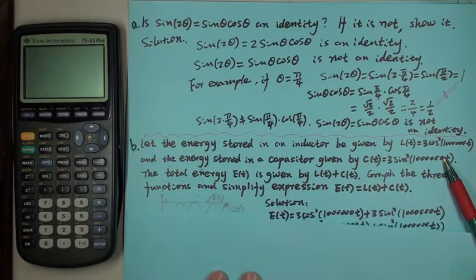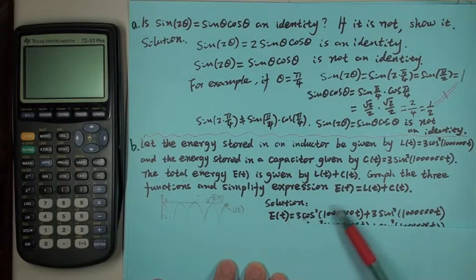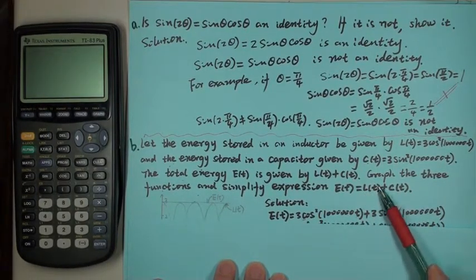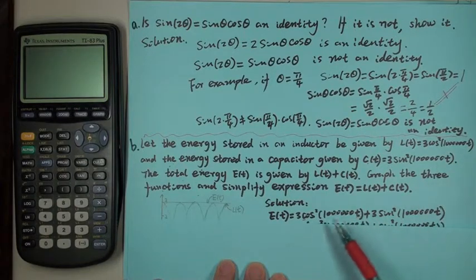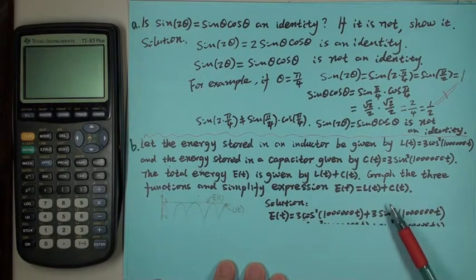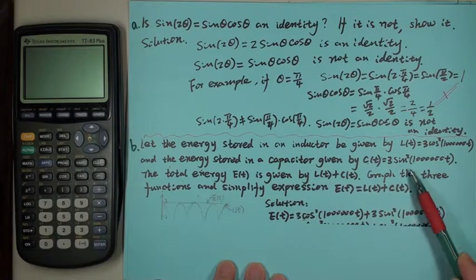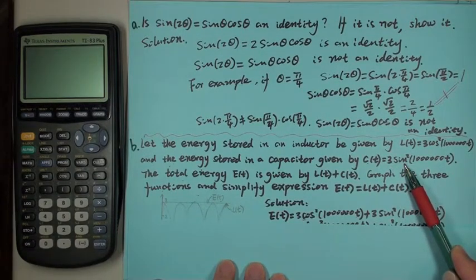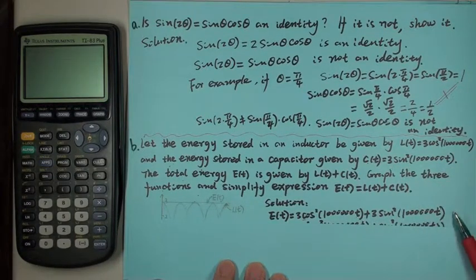Okay, the simplification might be easy. You see E of t is the sum, so then L of t you may write from here, which is 3 cosine 1 million t squared plus 3 sine 1 million t squared. C of t is 3 sine 1 million t squared.